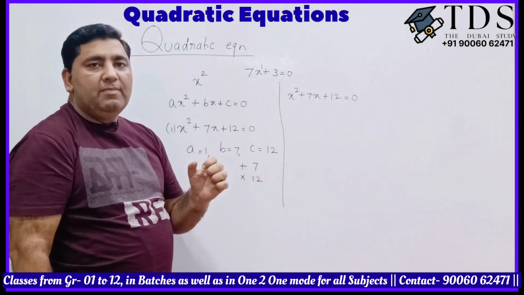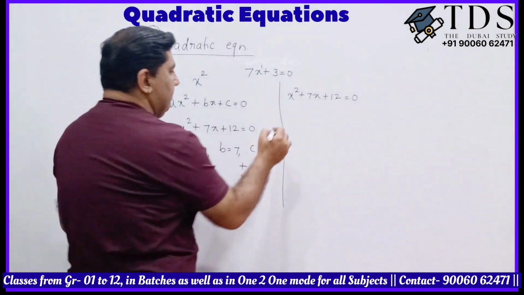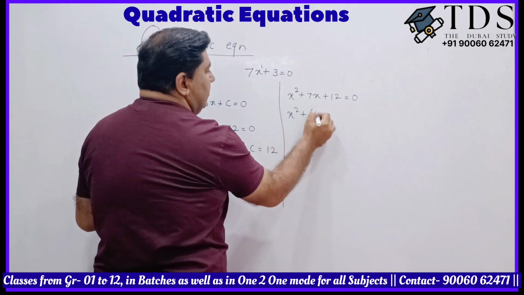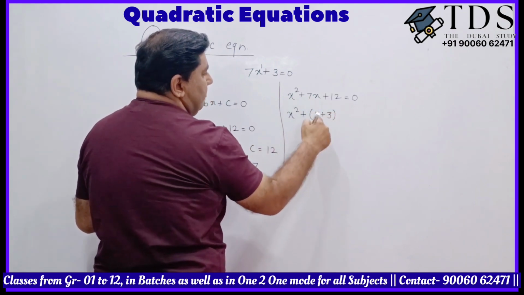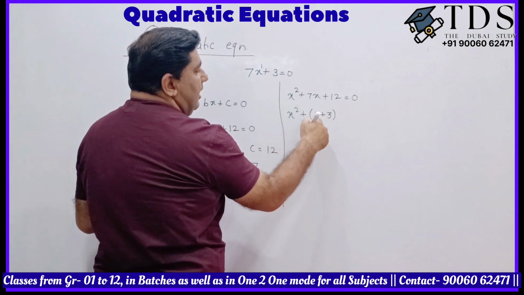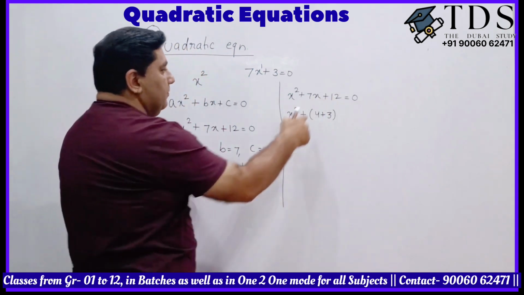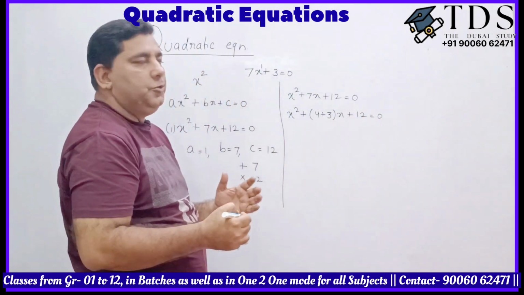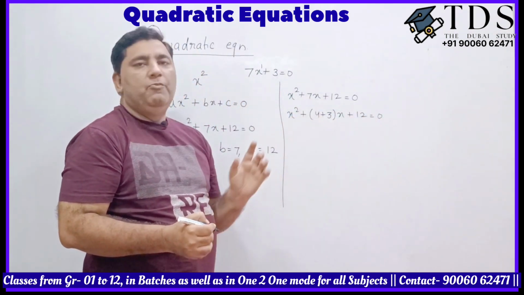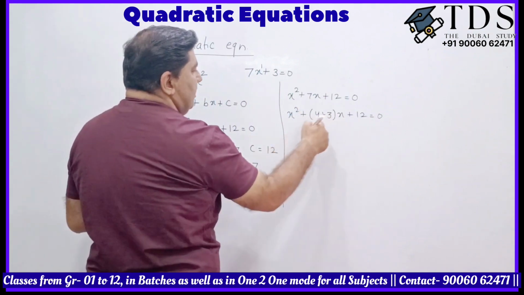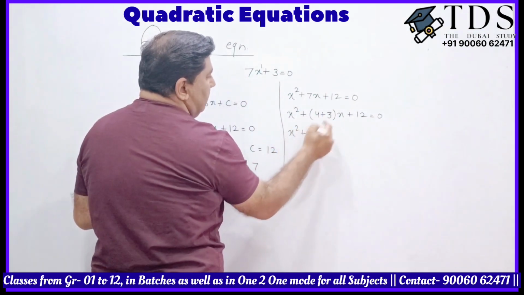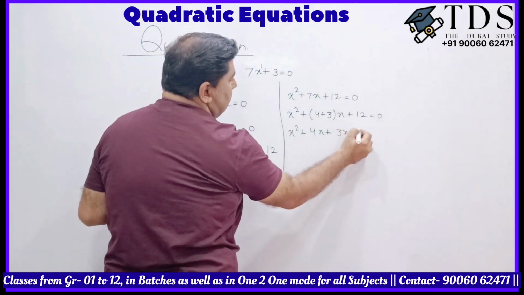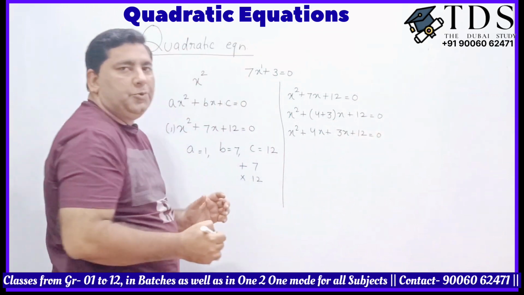Now what is the method of solving? X square same. In the place of 7, you have to write 4 plus 3, because 4 plus 3 is 7 and 4 into 3 is 12. X is same plus 12 same is equal to 0. So you can replace 7 with 4 plus 3. Now we multiply. It will be x square plus 4x plus 3x plus 12 equals to 0.